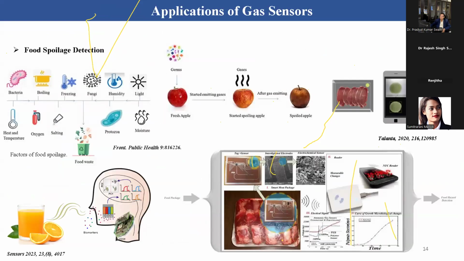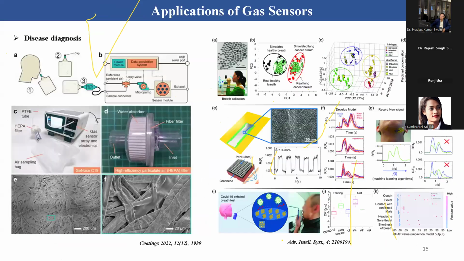Then another application of the gas sensor is the food industry, where you have a fresh fruit, and when it starts spoiling, it will give out gases. These gases have to be analyzed to find out how good the fruit is, how good the food or meat or anything. Okay, food spoilage detection is one of the important aspects in the food industry.